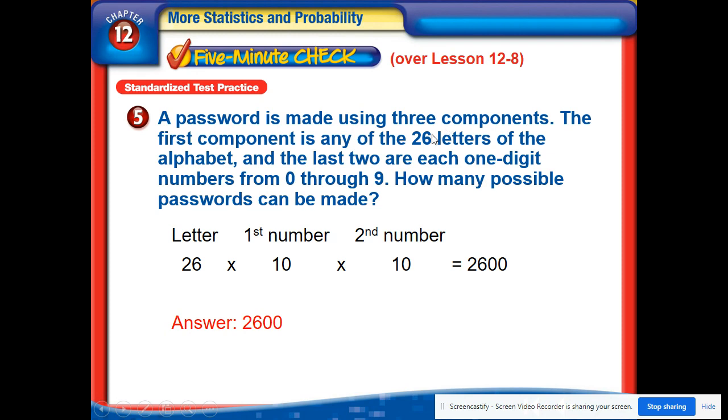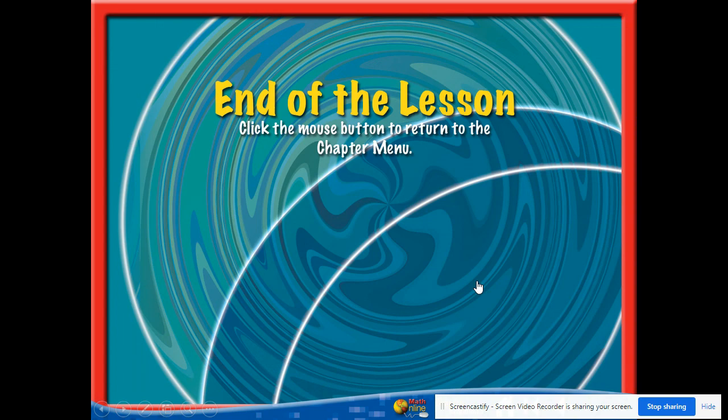What about a password? 3 different components. The first one is a letter, so 26 possibilities. The last 2 are 1-digit numbers, 0 through 9, so there are 10 of them and 10 of them there. So 26 times 10 times 10 is 2,600. That's how many different possibilities we have. And that's all I have for you today.